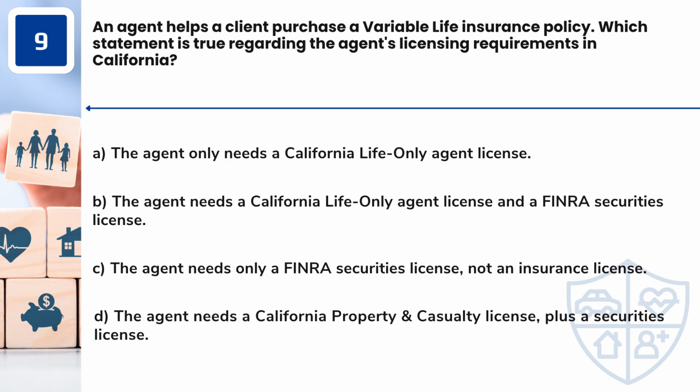Question 9. An agent helps a client purchase a variable life insurance policy. Which statement is true regarding the agent's licensing requirements in California? A. The agent only needs a California life-only agent license. B. The agent needs a California life-only agent license and a FINRA securities license. C. The agent needs only a FINRA securities license, not an insurance license. D. The agent needs a California property and casualty license, plus a securities license.